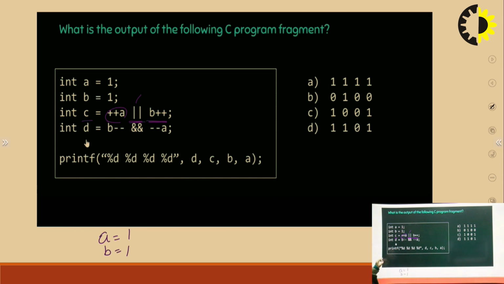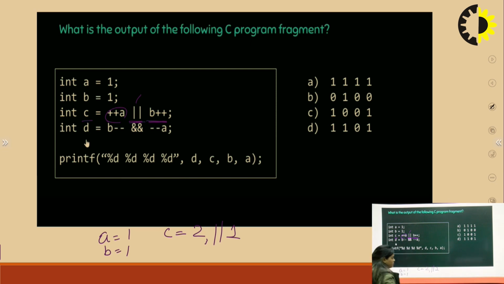Let's solve this question. int C is equal to ++A. That means pre-increment, so first we'll increase the value. The value of A is 1, then here it will be 2. And then the logical operator, and then B. B is again 1. Later on it will increase, but as of now you just take it as 2 and 1.